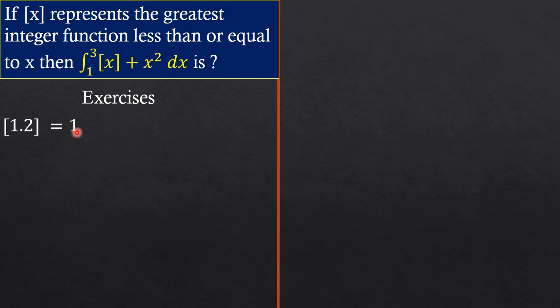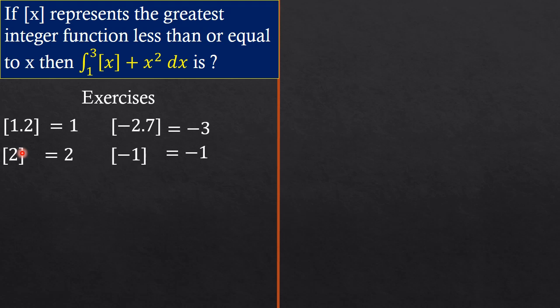Now what is the floor of 2? Ask yourself, which is that integer which is less than or equal to 2? It is 2 itself, so it is 2. Now what is the floor of negative 2.7? Ask yourself again, which is that whole number which is less than or equal to negative 2.7? It is negative 3. What is the floor of negative 1? As well, it is still negative 1.